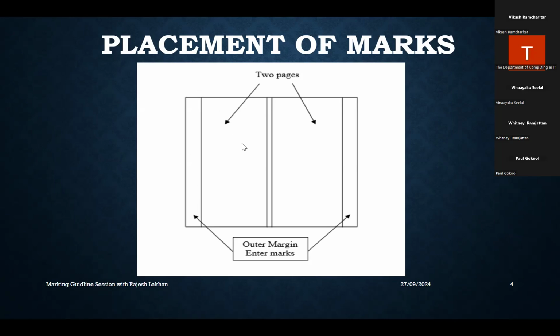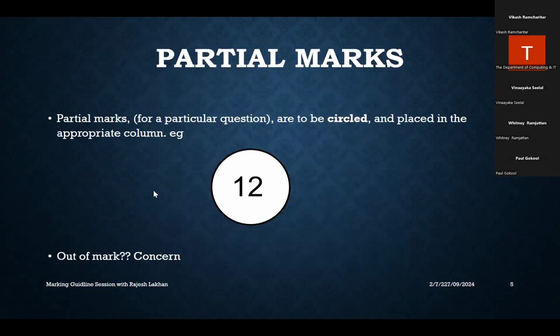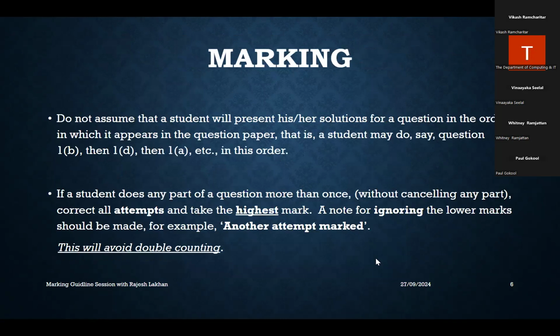So you generally put ticks, and then you put your marks to the side and you would circle the marks. So partial marks for a particular question have to be circled and placed in the appropriate column. So for example, if a question has part A, B, and C, you mark part A and you get say 3 or 4 marks, you put 3 and you put it in a circle. Right? When you're finished with a question, right?